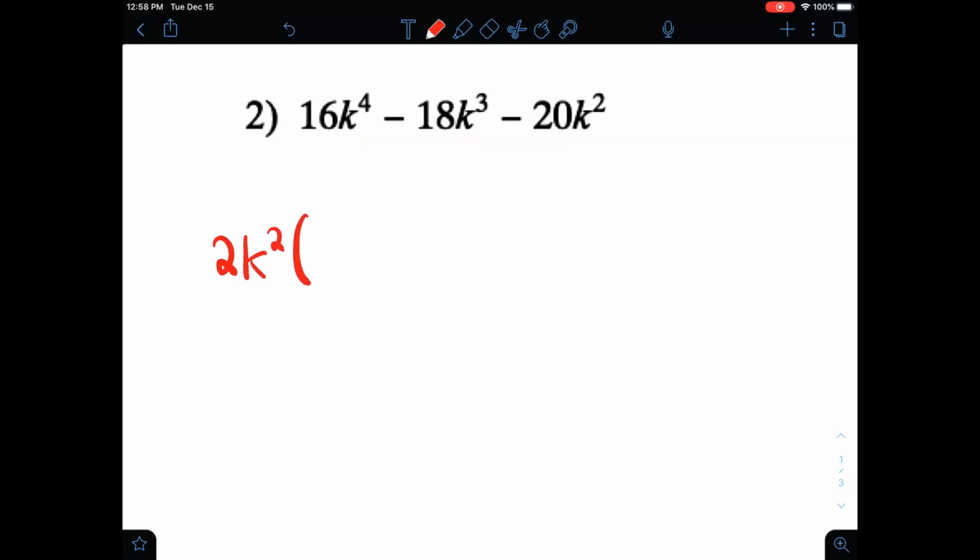Divide everything by 2k squared. Now we're going to get 8k squared. 16 divided by 2 is 8, and then 4 minus 2 is 2. And then 18 divided by 2 is 9, negative 9k, since 3 minus 2 is 1. And then negative 20 divided by 2 is negative 10, and the k squareds are going to cancel.